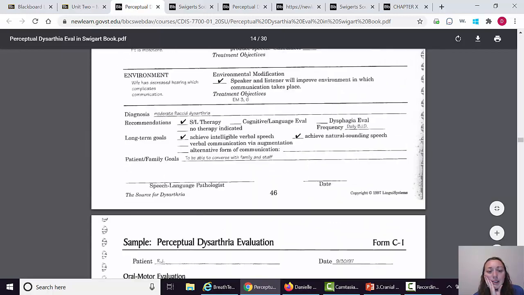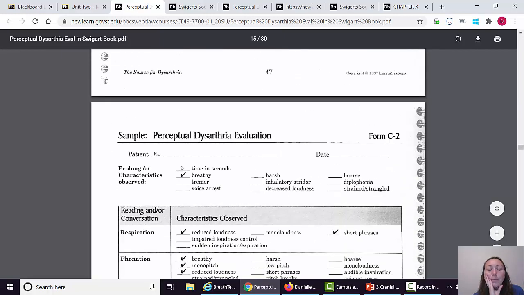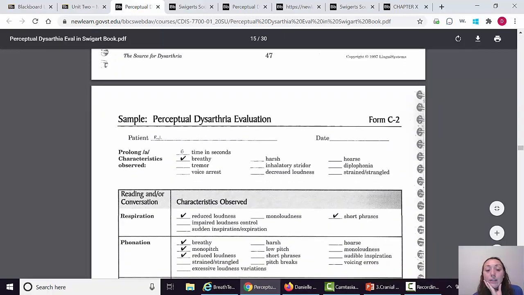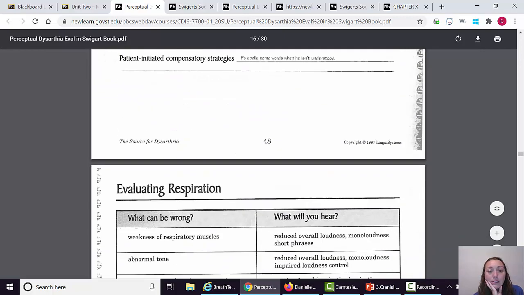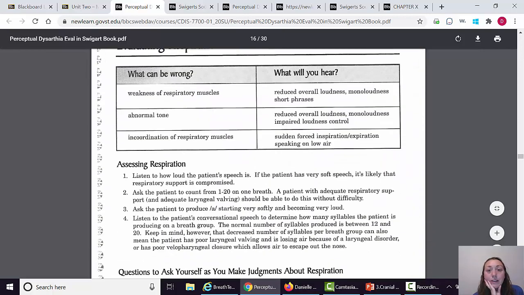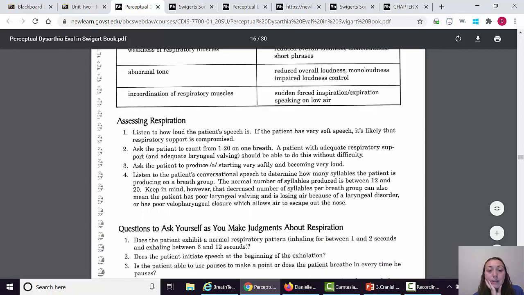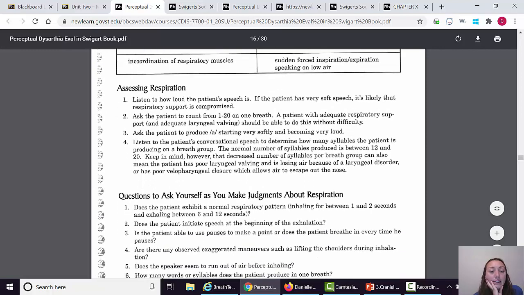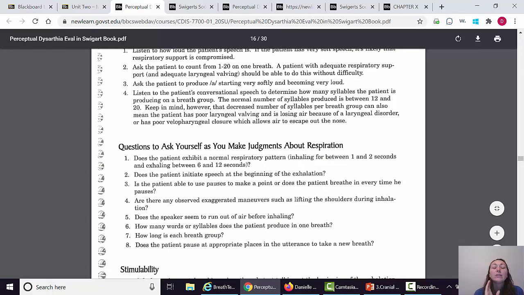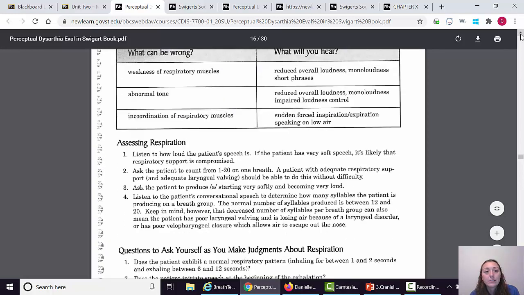Okay, promise, getting there. Scrolling, scrolling, scrolling. Again, a few mock patients that you can see filling this out. Again, this reflects our PowerPoint, but it looks at each domain area and questions you want to ask yourself to make judgments about respiration. So here we go. What a great resource.